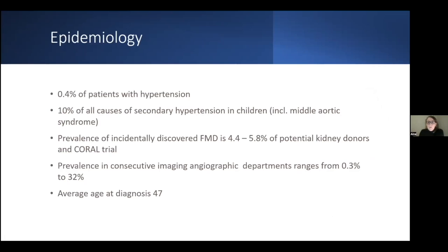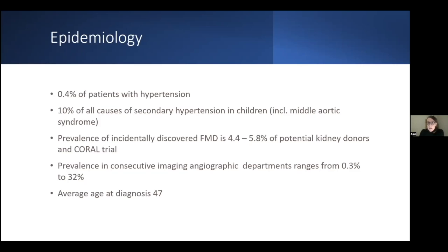If we look at large trials that have been done for other reasons, so looking at kidney donors or looking at the CORAL trial, which was a trial looking at the benefit of renal artery stenting in someone who has a tight renal artery from atherosclerotic disease, the incidence goes up to about 6% of all patients enrolled in those trials.